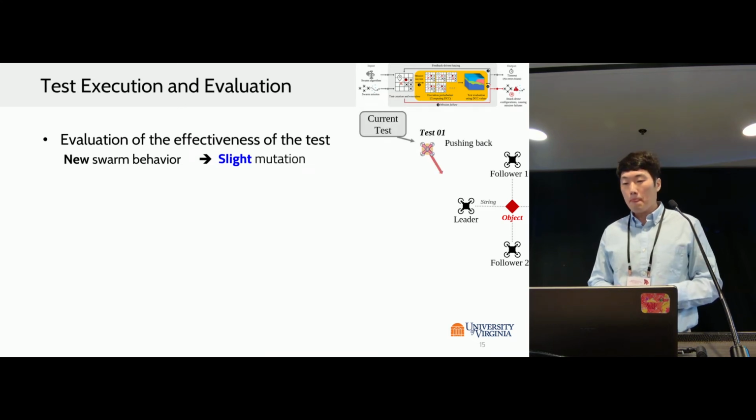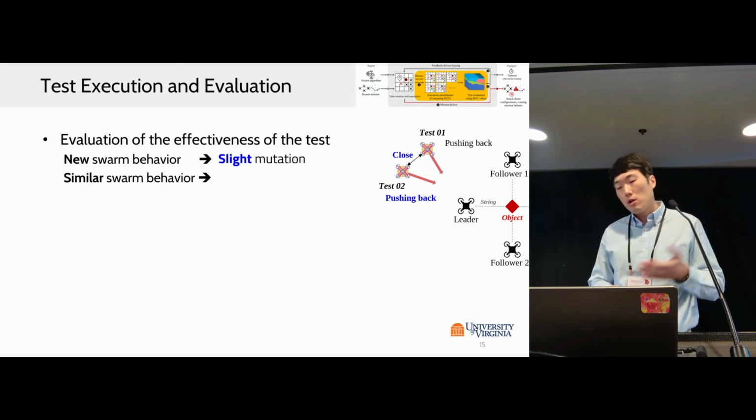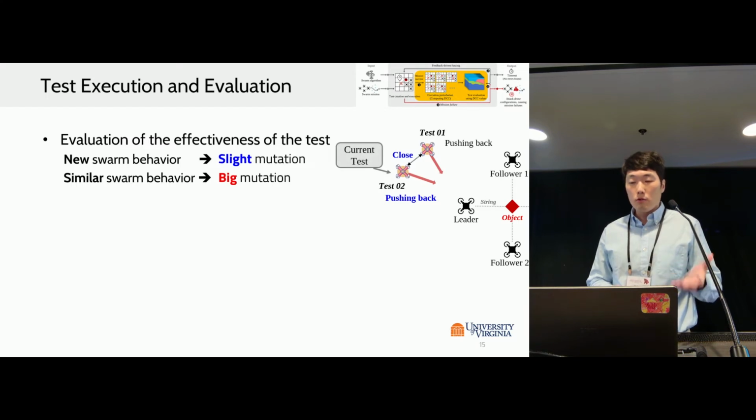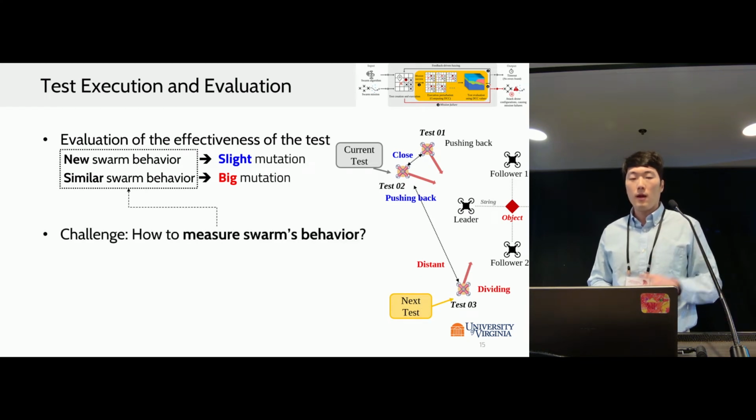For example, when test 1 is the current run and it shows us new swarm behavior, test 2 is set closely with the same strategy. But if the current run shows similar behavior, we take a big mutation to induce new behaviors. For example, when test 2 shows similar swarm behavior, test 3 is away from test 2 with a different strategy. However, our question here is how to know which swarm behavior is new and which swarm behavior is similar.